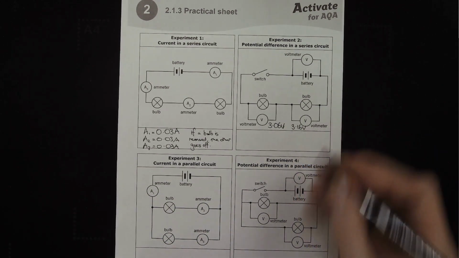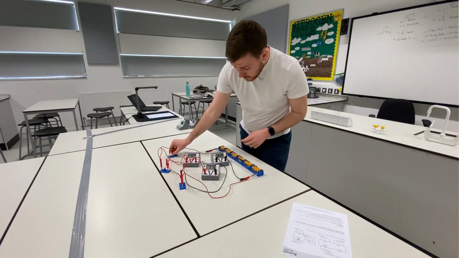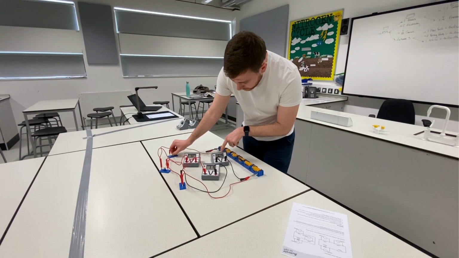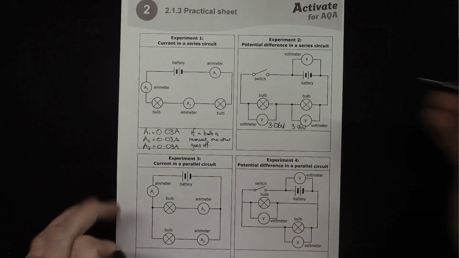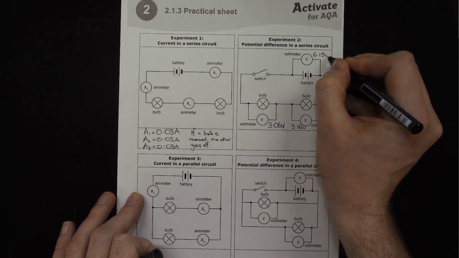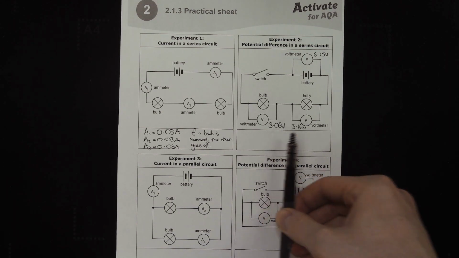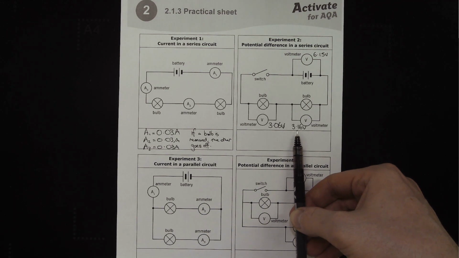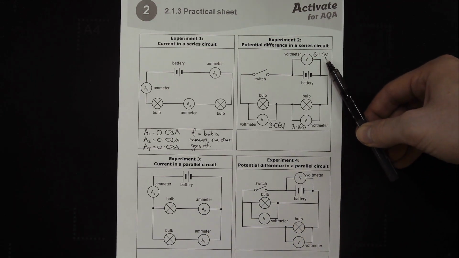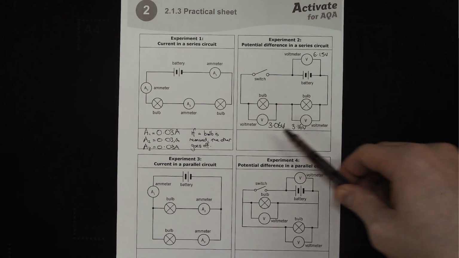Oh, nearly forgot, volts. And for the third voltmeter, 6.15. Now, what do we notice when we look at these three? Well, look carefully. 3.06 plus 3.16 makes 6.22 volts, which is roughly equal to this 6.15 here. So these two are approximately equal to this one.